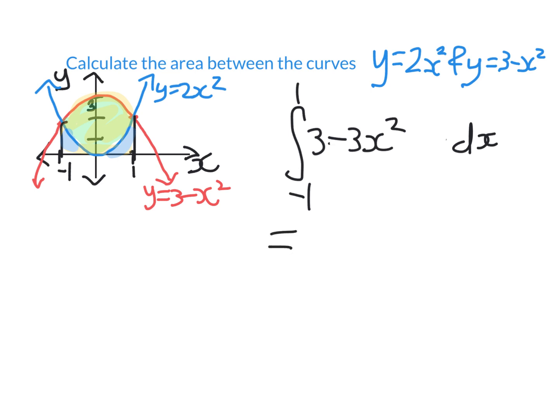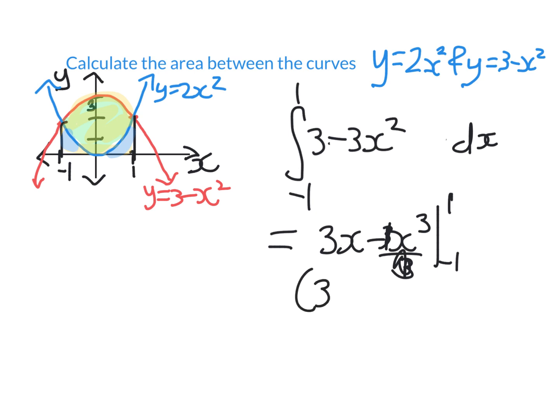Integrating this, the integral of 3 is 3x, and for the integral of 3x squared, increase the power by 1, divide by the new power. Of course, the 3's cancel out. It's just 3x minus x cubed evaluated between -1 and 1. Substituting 1 into this function, I get 3 minus 1. Substituting -1 into the function, I get -3 plus 1. So I get 2 subtract -2, which is 4 units squared.